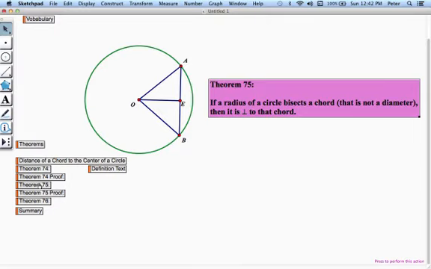Theorem 75 tells us that if a radius of a circle bisects a chord, then it is perpendicular to that chord. So if a radius, like again, OE is part of a radius, but let's assume that it goes all the way to the circle. If this bisects AB, then it must be perpendicular to that chord. Let's take a look at the proof.